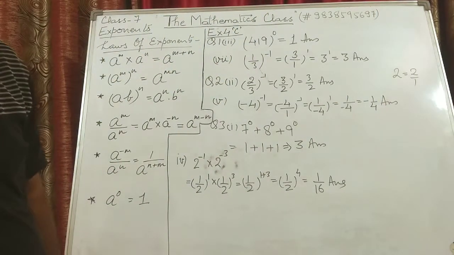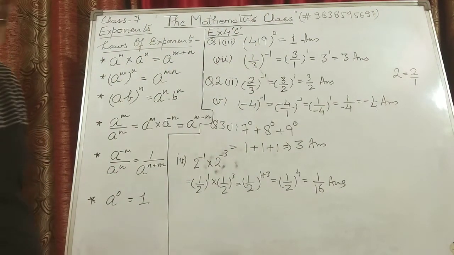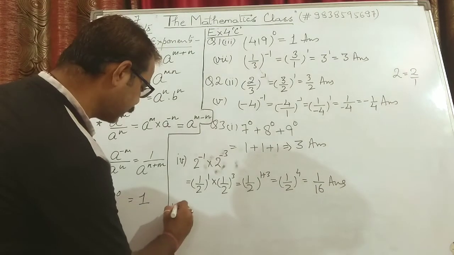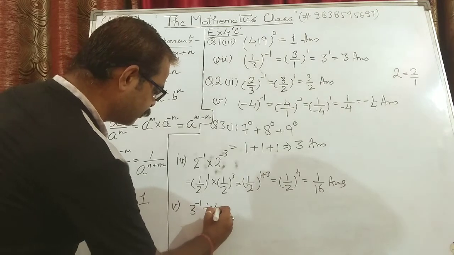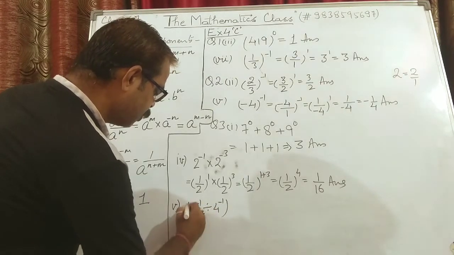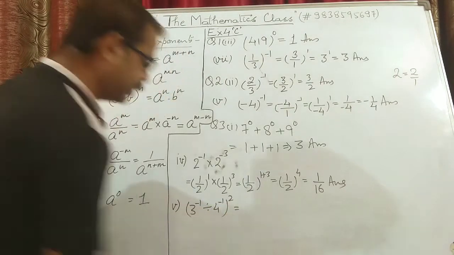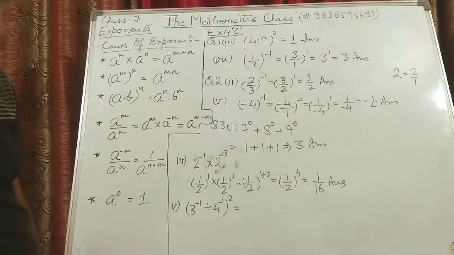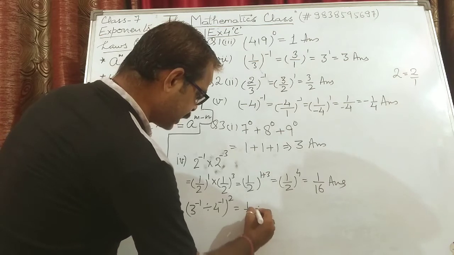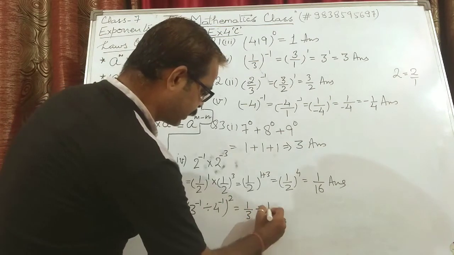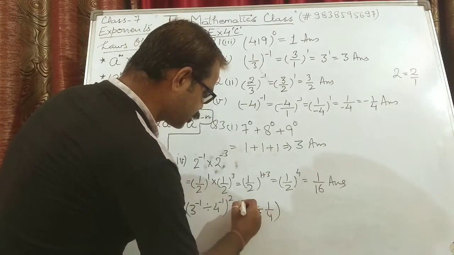Now we take fifth part. Fifth part is 3 to the power minus 1 divided by 4 to the power minus 1 whole power 2. 3 to the power minus 1 can be written as 1 upon 3, then division sign. 4 to the power minus 1 can be written as 1 upon 4 and its square.